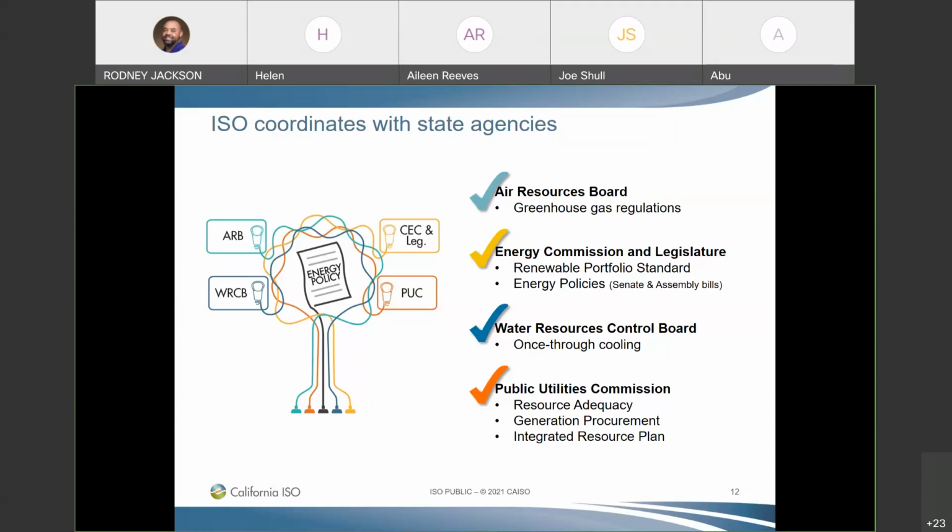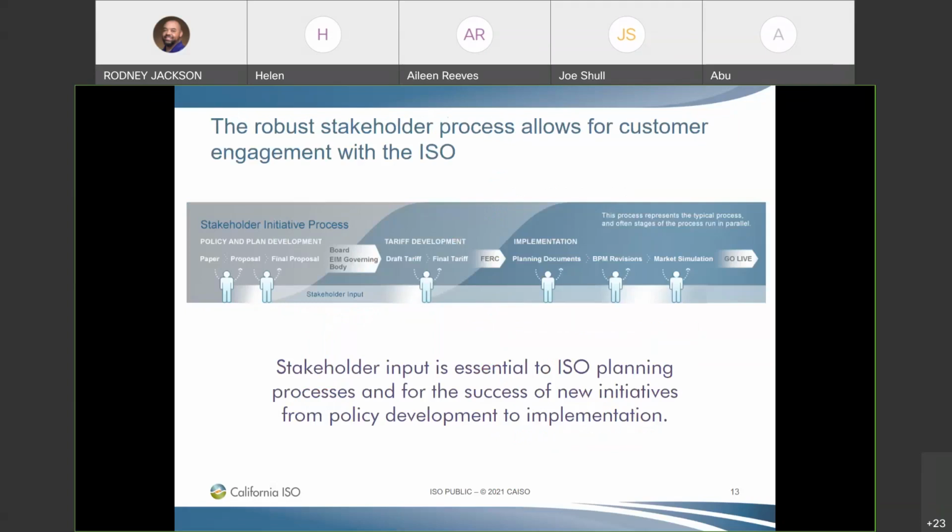Now, as I mentioned before, though we're not a state agency, we do help shape the policies and affect the grid and grid operations. So it's a great benefit for us to work closely with these entities inside California to also work with agencies outside of California, since we all work together. And how do we do that? So there's a robust stakeholder process for customers that want to be involved.